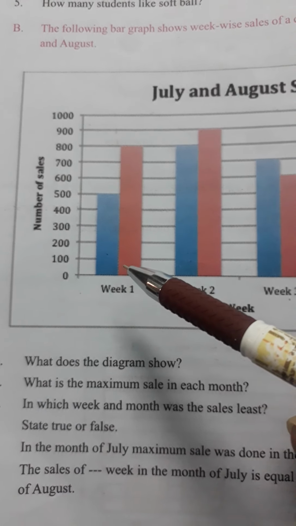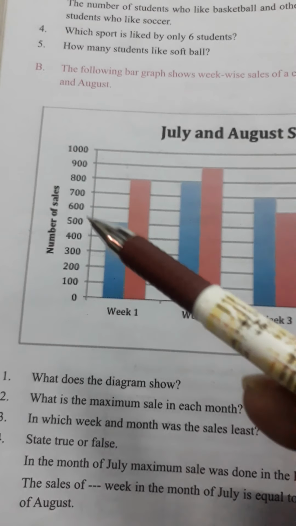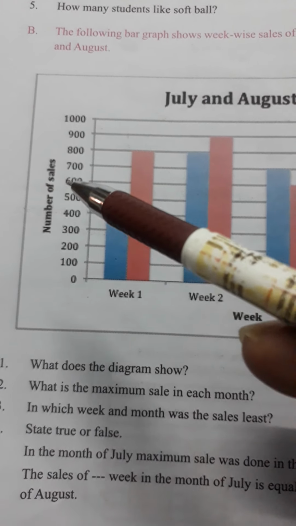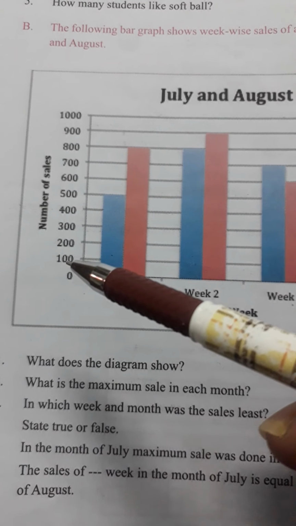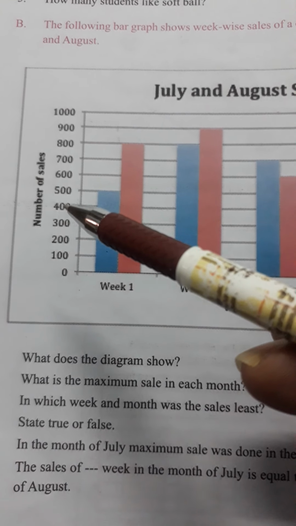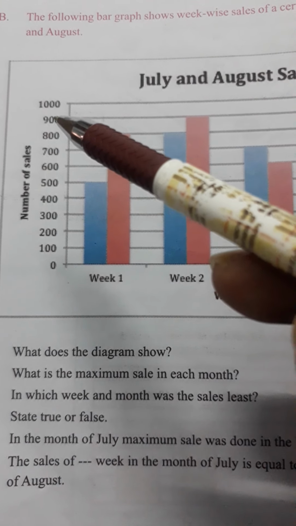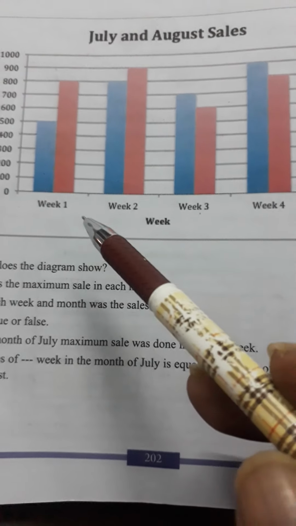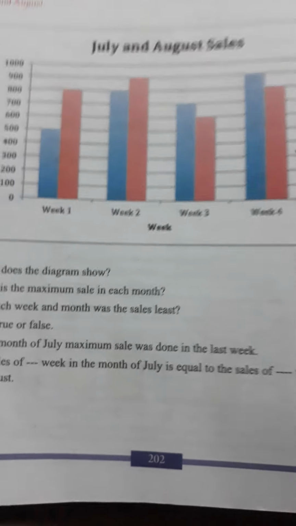First of all, what is taken on the y-axis? Number of sales. The number of sales given is 0 to 1000, that is 100, 200, 300, 400, 500, 600, 700, 800, 900 and 1000. Now coming to the x-axis, what is taken on the x-axis? Weeks, week 1, 2, 3 and 4.